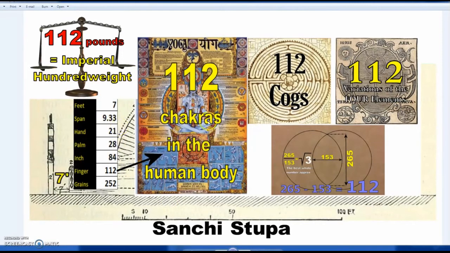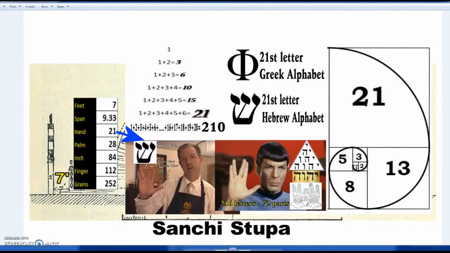Now, 112. Again, Eastern tradition, 112 chakras in the human body. There are 2 on the outside. But of the 112, there are 4 that we cannot tune. So there's said to be 108 on the inside, 112 in total. 112 pounds in the imperial hundredweight, 112 cogs in, for instance, Chartres Cathedral, all these labyrinths around the place, variations on the 4 elements, but also you'll find it in the Vesica. It's one of these things.